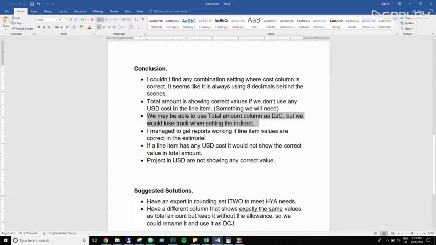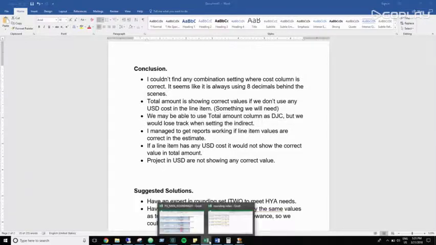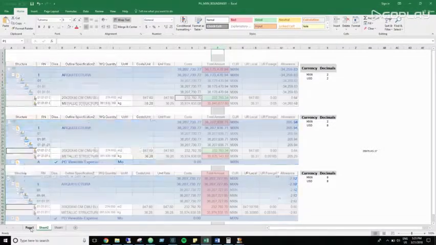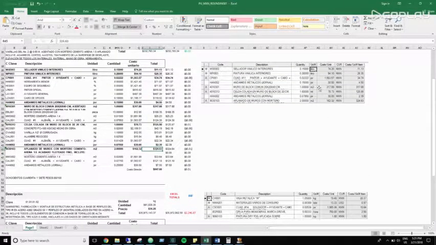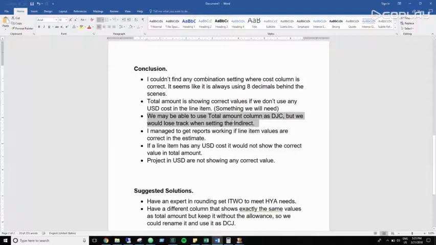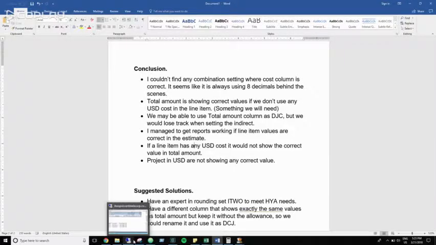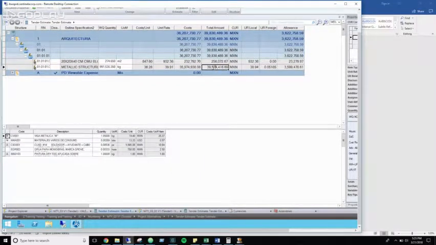I managed to get reports working if line item values are correct in the estimate. It's the change I mentioned I did on the reports that forces these items to match what we have on the estimate. So it isn't necessarily the sum of this, it matches here. If a line item has any USD cost, it will not show correctly in the total amount. It's the one that I just explained here. If it has something in USD, this number will be wrong.